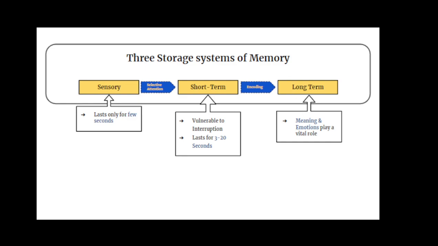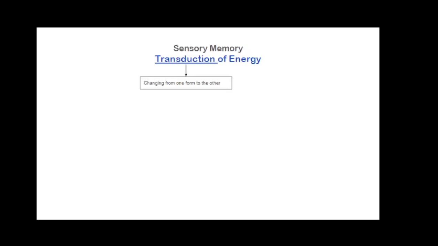Okay. Now in sensory, short-term and long-term memory, we have certain technical terms that we'll look into now. First of all, in sensory memory, we have something called transduction of memory, and it is not very tough. The word looks a little bit confusing, but it is not. Transduction means changing from one form to another, like changing one form of energy to another form of energy, right? So that is what happens at the sensory memory level.